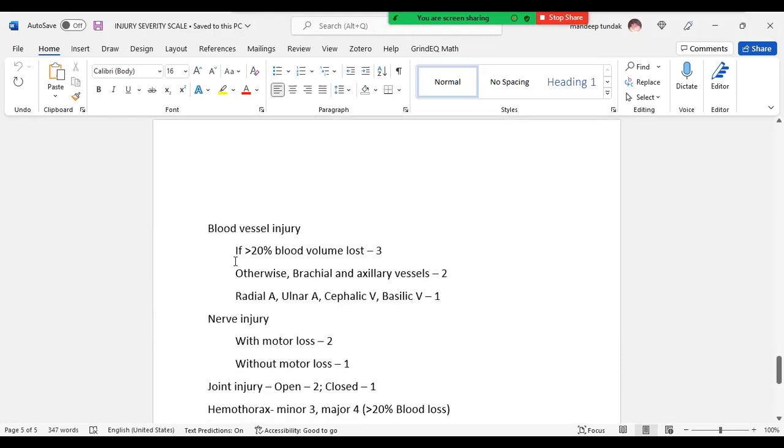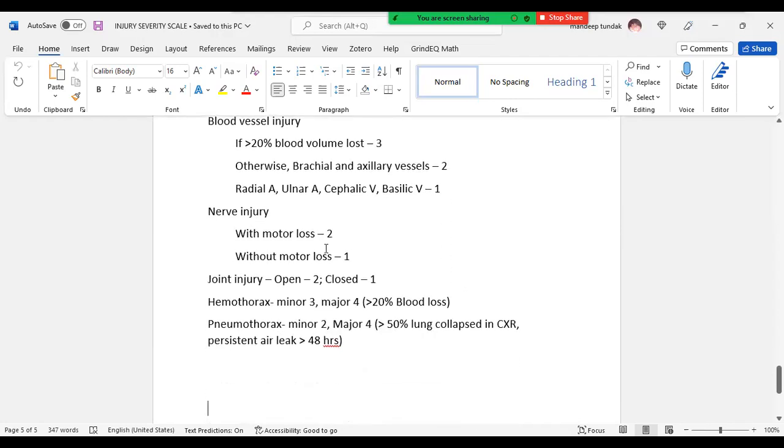Coming to blood vessels, if any artery injury has occurred, suppose femoral artery injury has occurred, or the abdominal aorta has been injured, or the iliac vessels have been injured, if the blood loss is more than 20%, then the score is 3. Otherwise, for brachial and axillary vessels, whatever the blood loss, the injury score given is 2. For smaller vessels like radial, ulnar, cephalic, and basilic vein, the injury is 1. Even the femoral, distal, and popliteal vessels all come into 2.